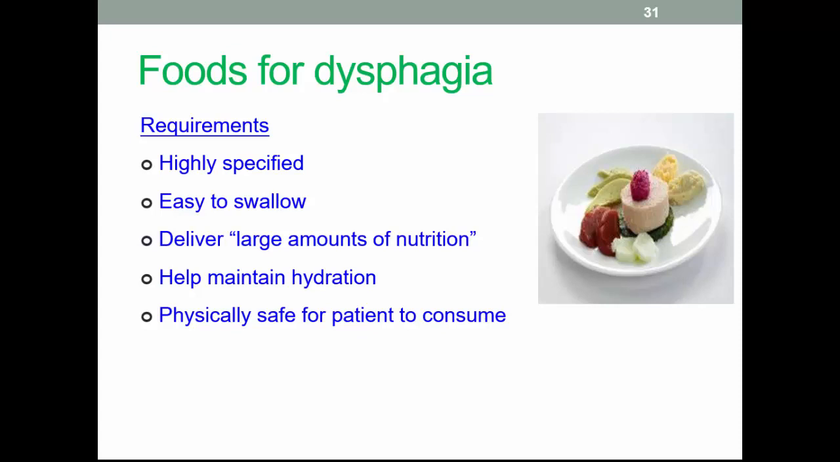Foods for dysphagia. Foods for dysphagia are technically sophisticated, meeting standards for both nutrition and texture, the latter to ensure they are safe for the patient to consume. And there's some characteristics which are required. They need to be easy to swallow depending on the person's ability to swallow. They often have to deliver large amounts of nutrition in a small package, as well as help them maintain hydration.